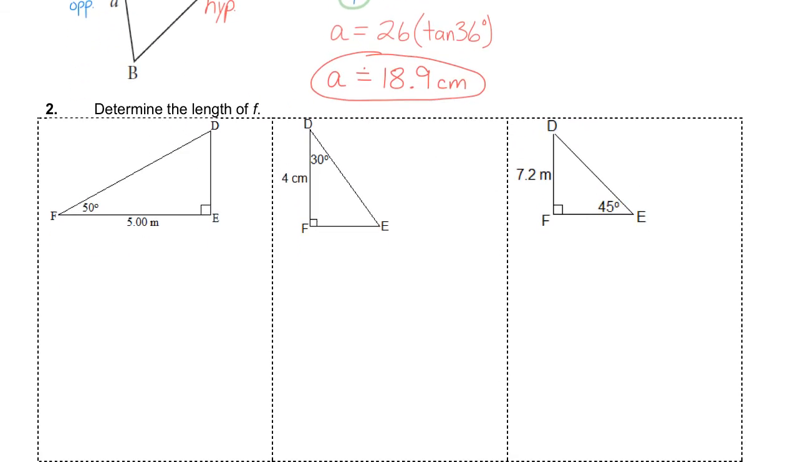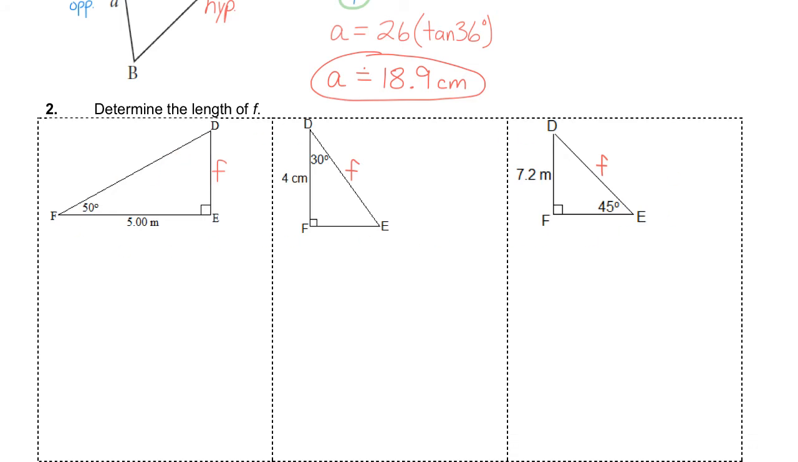Now it says determine the length of F, so side F, not to be confused with this angle F. Recall from grade 10, a lowercase letter tells you what side it is. That's opposite to angle F. So this is side F here. Here's angle F. So this is side F. Here's angle F. This is side F. So you're finding side F in each of these 3 triangles.